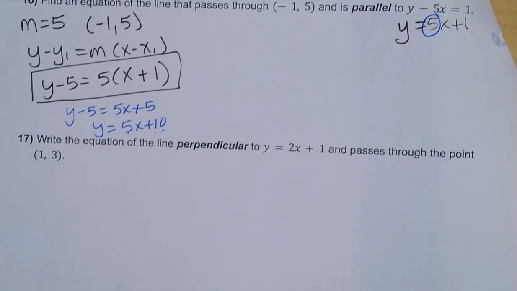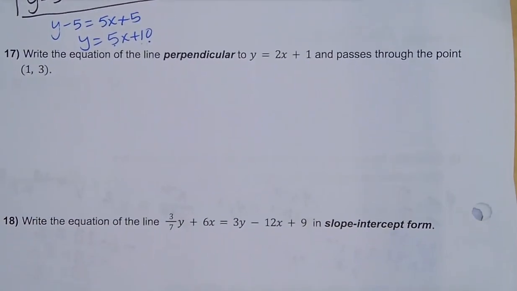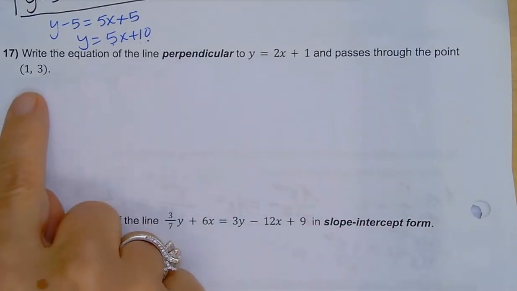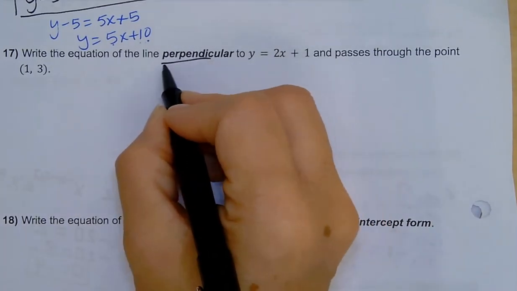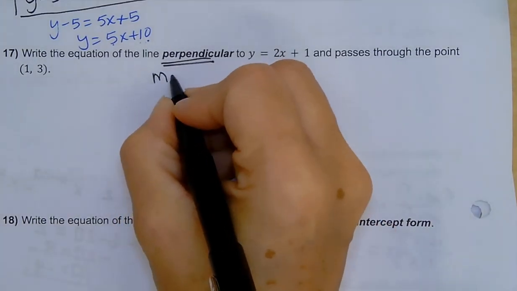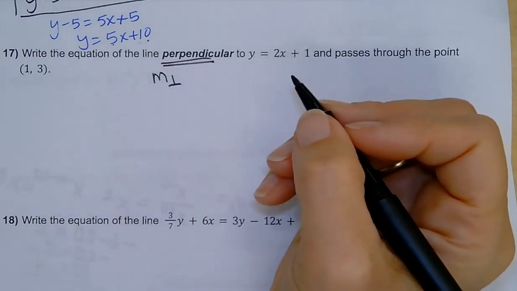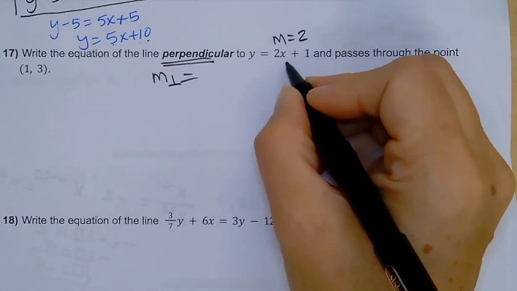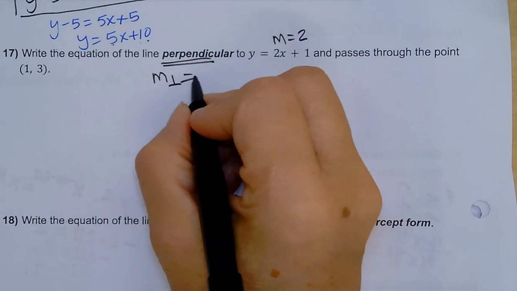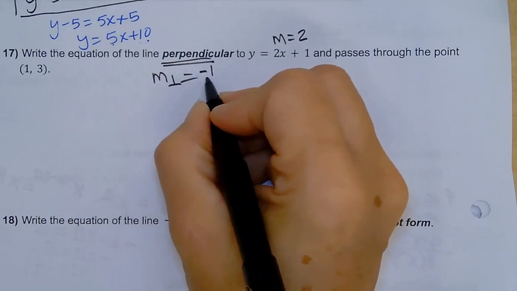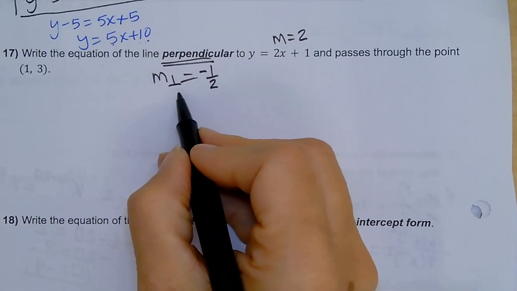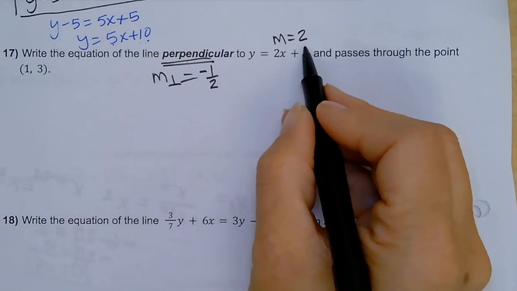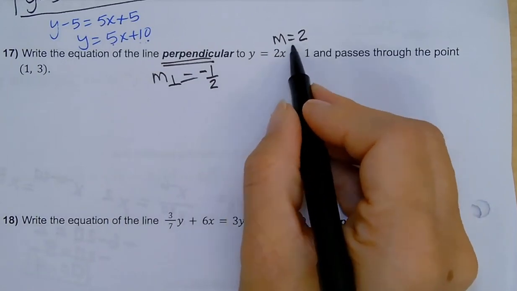All right, for number 17, it says write the equation of a line that's perpendicular to y equals 2x plus 1. And it also has to pass through this point 1, 3. So remember, if something's perpendicular, the slope is going to be the opposite reciprocal. So this slope here is 2, right? I want to be perpendicular to it, so I'm going to flip it upside down and change the sign. Negative 1/2 is the slope I need. I put the perpendicular sign just to remind myself. This is the slope I want that's perpendicular. It's the opposite reciprocal of the original slope.